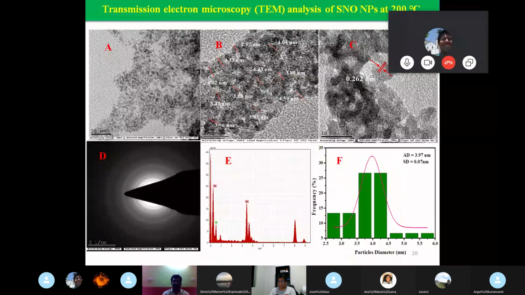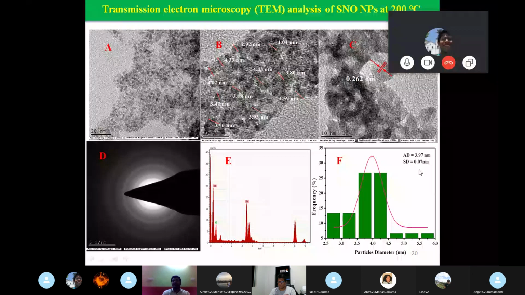This is the TEM analysis, transmission electron microscopy. It gives information on the morphology and the size of the material. We can see figure A and figure B. The particles are spherical in nature. The average particle size is less than 5 nanometers. AD means average diameter, which is 3.95, in good agreement with the XRD result.